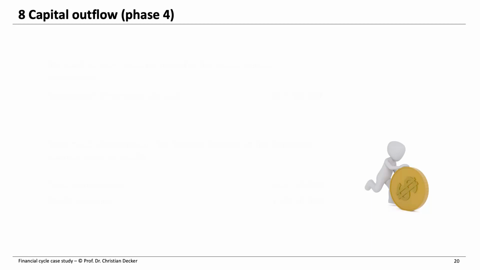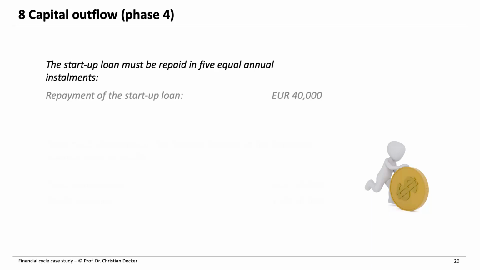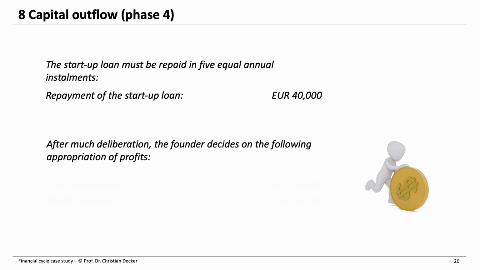Let us now look at the implementation of the considerations on capital outflow in the case study. The startup loan must be repaid in 5 equal annual installments. This means that the startup loan will be paid back with €40,000. After much deliberation, the founder decides on the following appropriation of profits. The profit withdrawal amounts to €20,000. The decided profit retention thus amounts to €50,000.